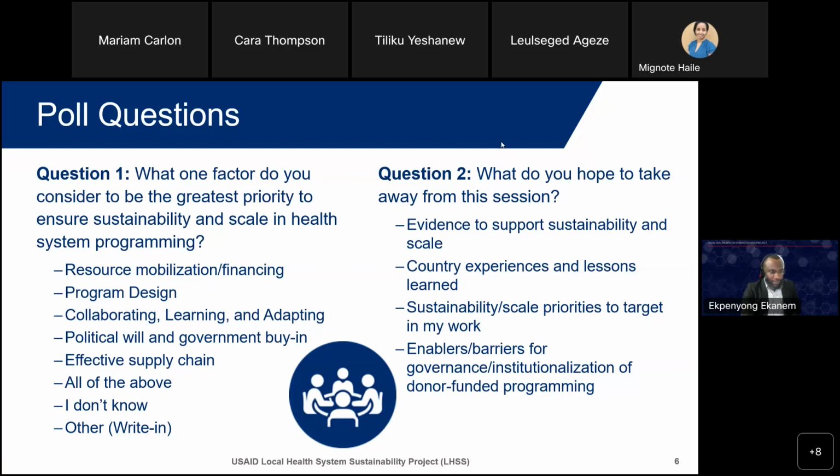Some of you may have noticed the pop-up there for the second question. What do you hope to take away from this session? It should be up there now. The options are: evidence to support sustainability and scale, country experiences and lessons learned, sustainability and scale priorities to target in my work, and enablers and barriers for government institutionalization or donor-funded programming.